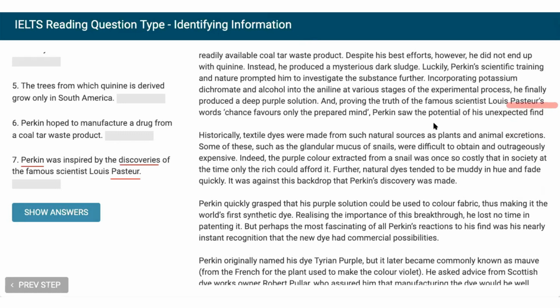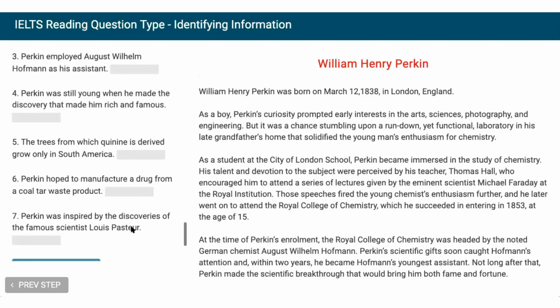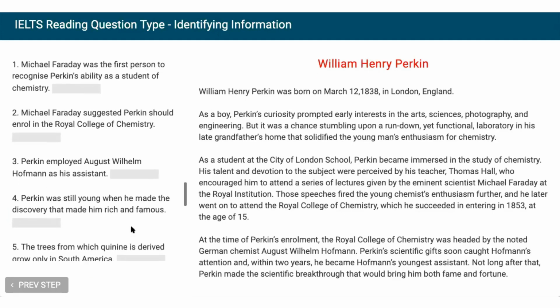So in the text, it doesn't say that Perkin was inspired. It also doesn't say that Perkin was uninspired from Louis Pasteur. He only proved something from this scientist. And so it doesn't contradict, it doesn't prove it as correct, and therefore number 7 would also be not given, because we cannot prove number 7 is true based on this information in the passage alone. Okay, so I will clear our screen. We have completed all of these questions.